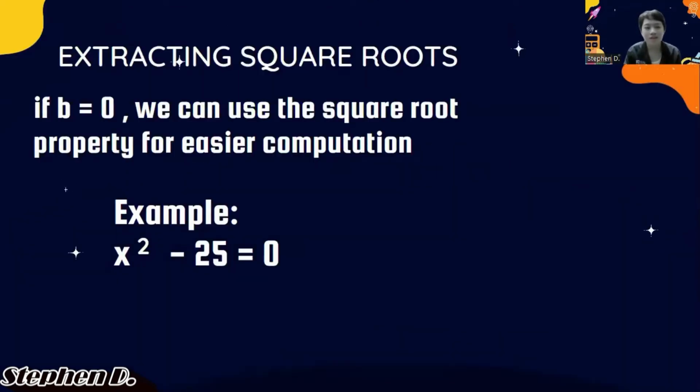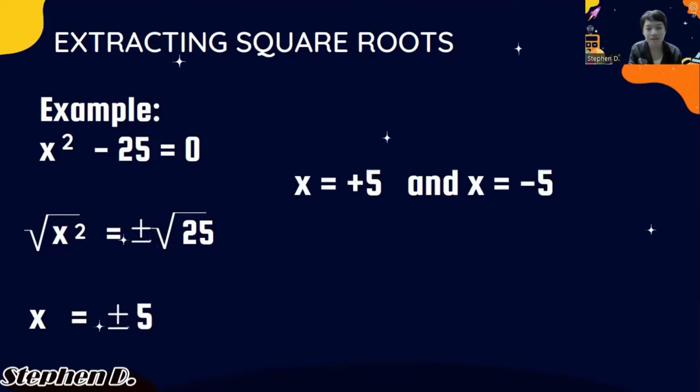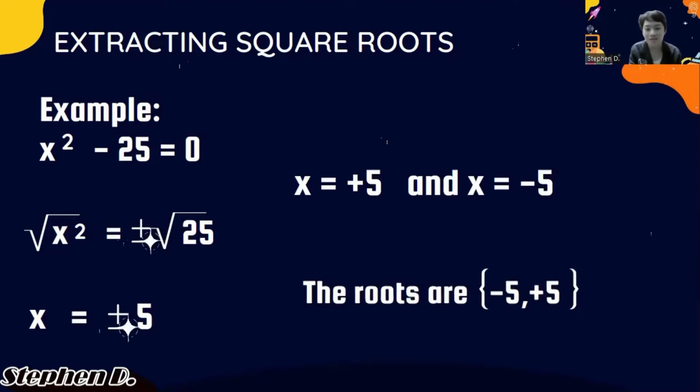So how do we do extracting square roots? If b is equal to 0, we can use the square root property for easier computation. Example here: x² - 25 = 0. First we transpose negative 25, so from negative to positive, and we get x² = 25. Then we take the square root of both sides. That's why x = ±5. So our roots are positive 5 and negative 5.